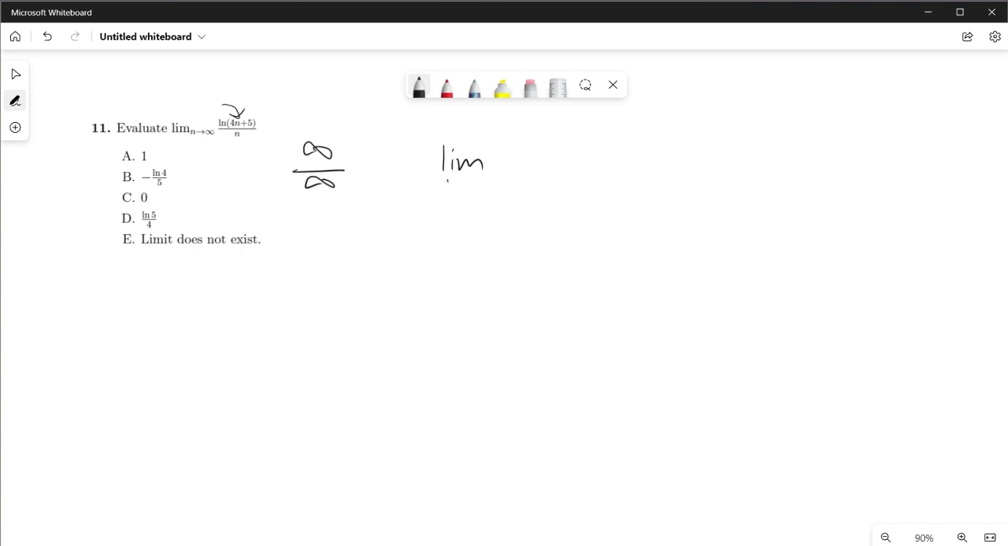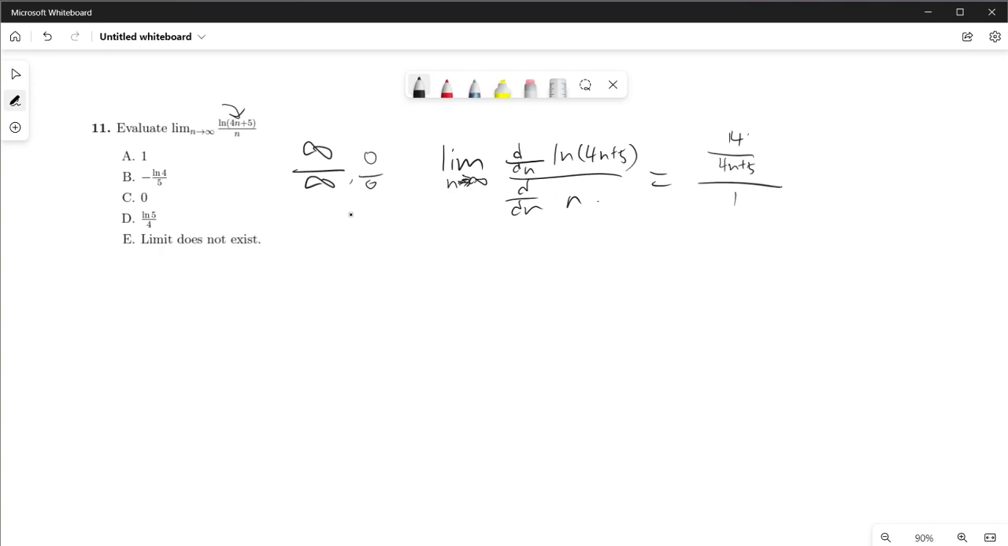So with L'Hopital's rule, we can find the limit by taking the derivative of the top and bottom, if it's infinity over infinity or 0 over 0. So in this case, we can take the derivative of the top part and the derivative of the bottom part. Right, the top part would be 4 over 4n plus 5, and then the bottom part would be 1, right?